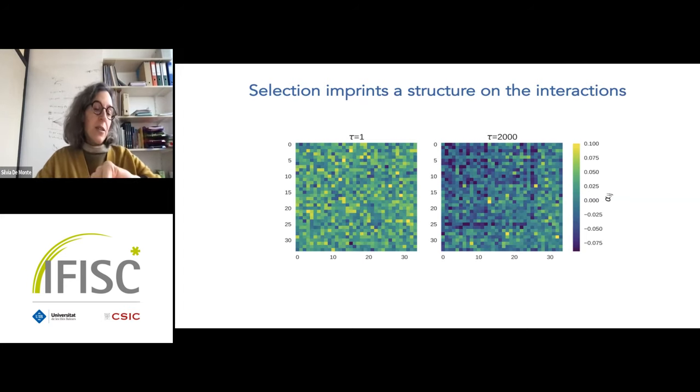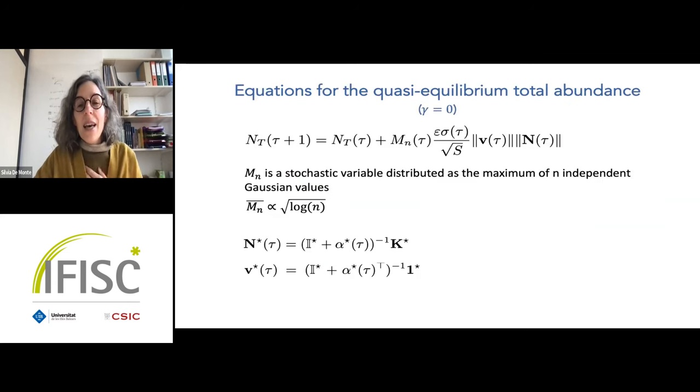Now in the remaining 5 minutes, I think I have left, I will go very quickly through how we can understand this. It's a bit of math, so if you want the details, I point you to the publication.